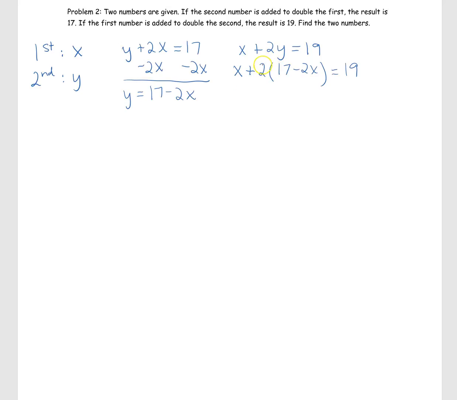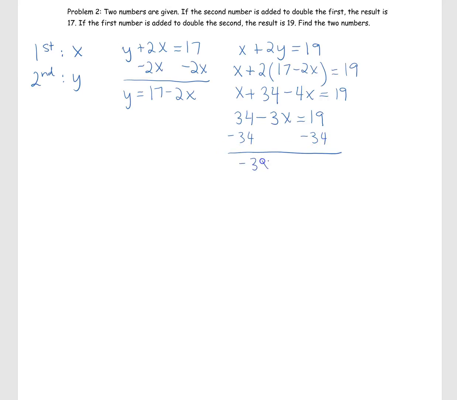So I'm going to start by multiplying this 2 into the brackets here. So 2 times 17 is 34. 2 times a negative 2x is negative 4x. Now I can combine like terms. So this gives me 34, and if I combine my x terms, I have 1x minus 4x, so that gives me negative 3x. This equals 19. I'm going to subtract 34 on both sides of my equation.